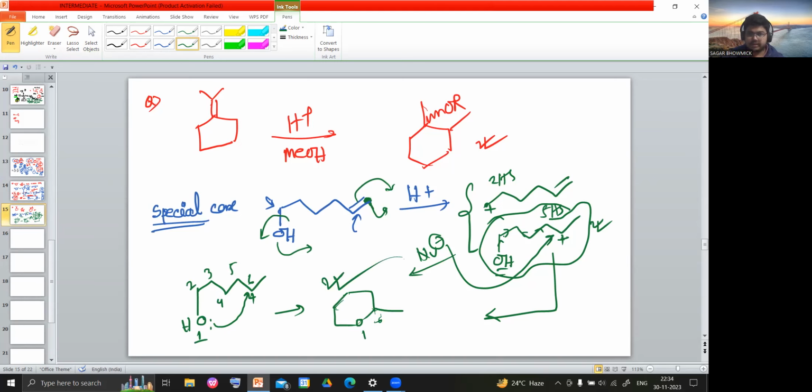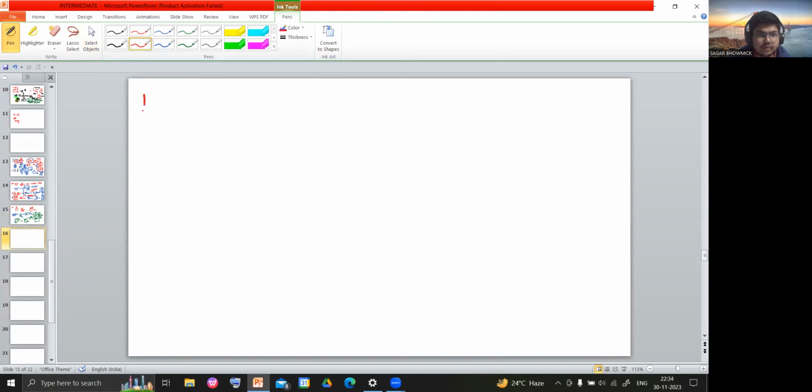If external nucleophile is given, then the external nucleophile will simply attack there. That will be the final product. Leave it. And if external nucleophile is not given, then this will be the product. Okay. Hope you have understood this. Next, some more examples, some more tricky parts about this.